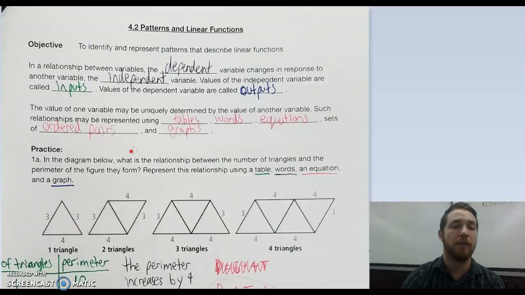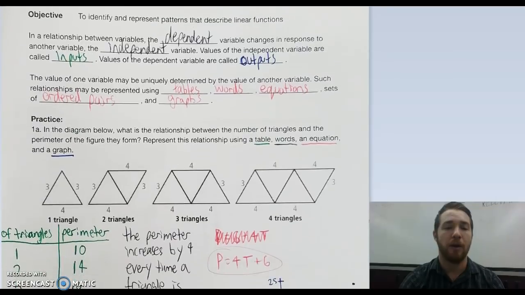So in this first question, for example, in the diagram below, what's the relationship between the number of triangles and the perimeter of the figure they form? We've got to represent that a few ways. Represent that relationship using a table, using words, using an equation, and using a graph. So starting with that first part, a table.